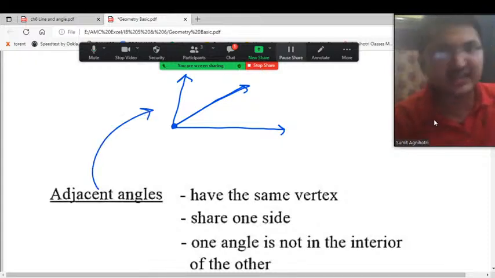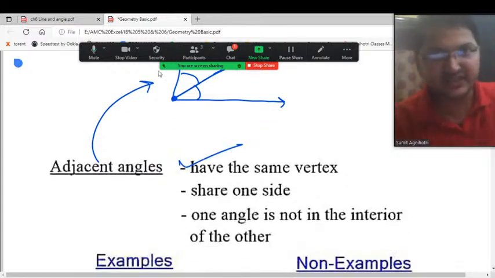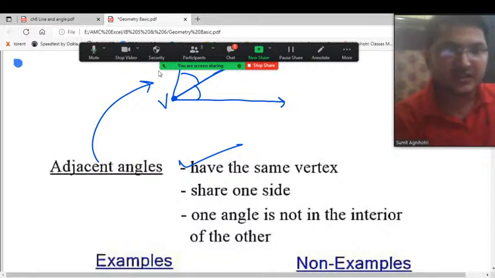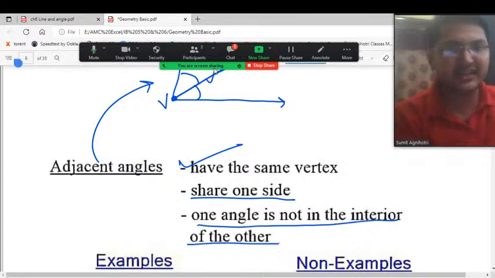Of adjacent angles, there are three rays that originate, and these two angles are said to be adjacent angles. I have written some properties of adjacent angles. They have the same vertex. This vertex is the same for both. They share one side, this side, that is common. One angle is not in the interior of the other.